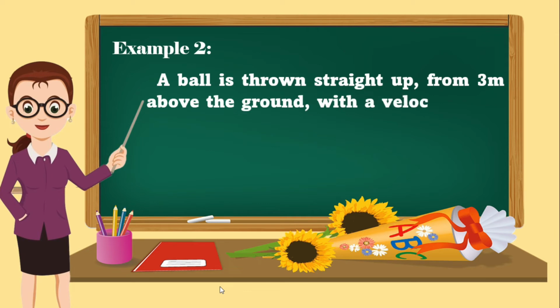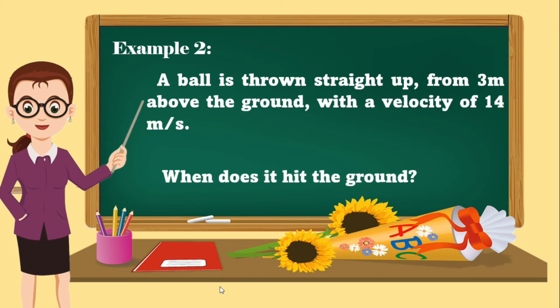A ball is thrown straight up from 3 meters above the ground with a velocity of 14 meters per second. The question is, when does it hit the ground? Again, the problem is a ball is thrown straight up from 3 meters above the ground with a velocity of 14 meters per second. So the question is, when does it hit the ground?